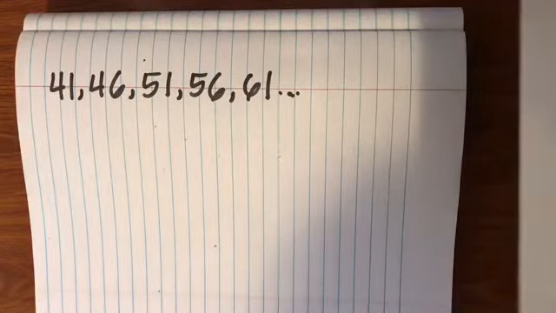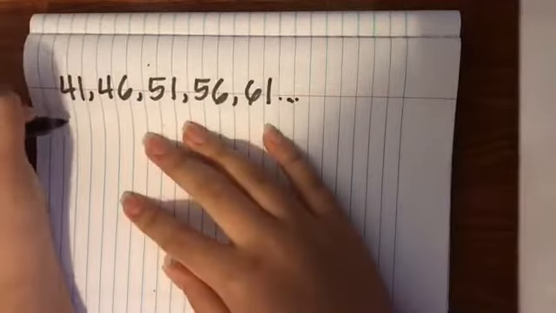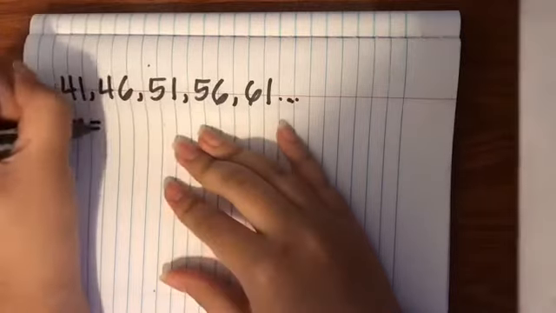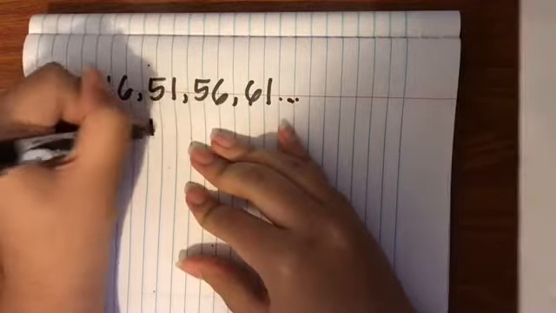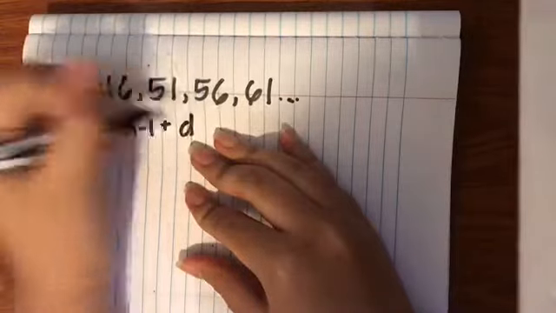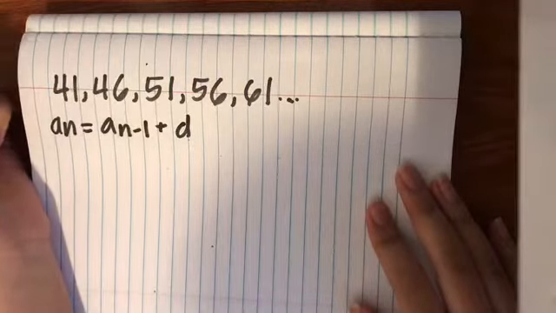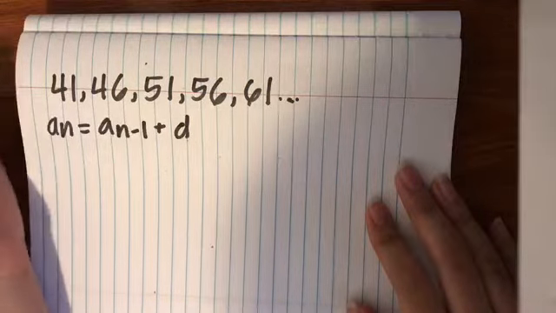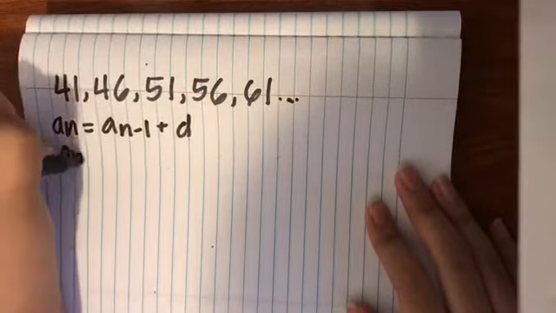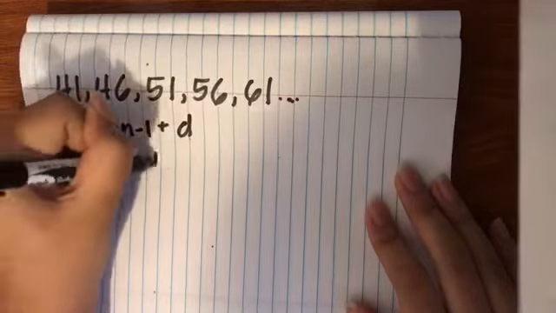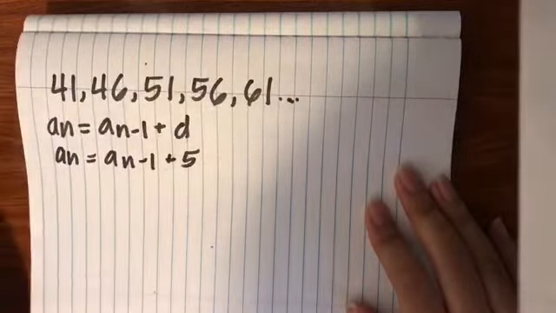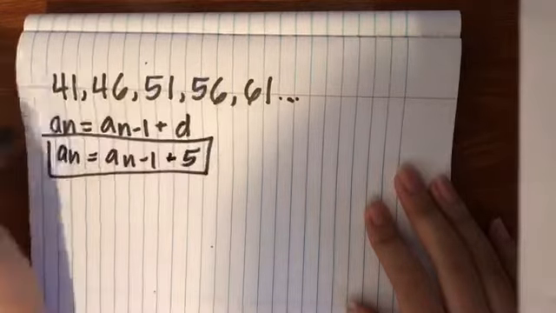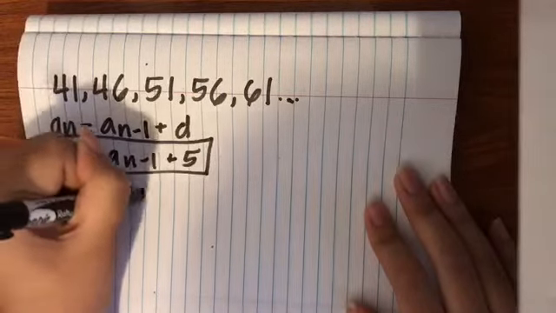So let's try a problem where we would identify the recursive and explicit formula. So let us remember that it is a sub n equals a sub n minus 1 plus d. So you have to find the common difference first. So if you subtract 46 minus 41, you get 5. So this is going to be a sub n minus 1 plus 5. So that is your recursive formula.